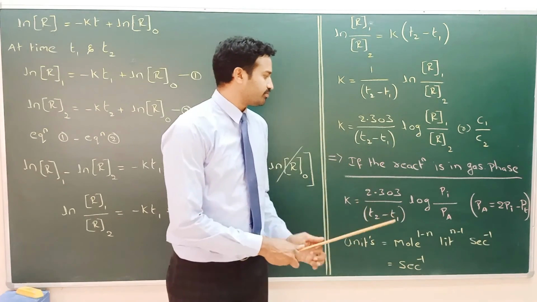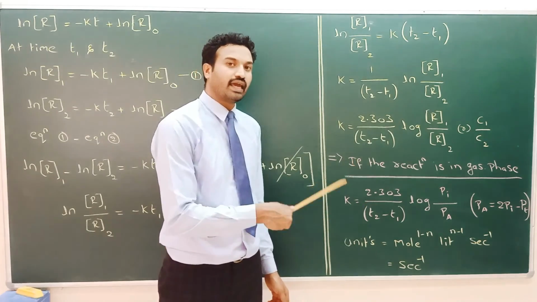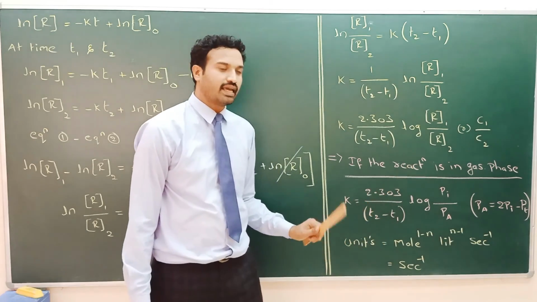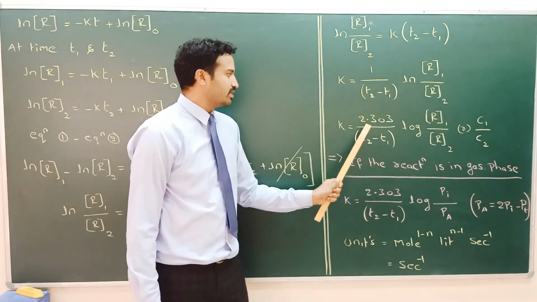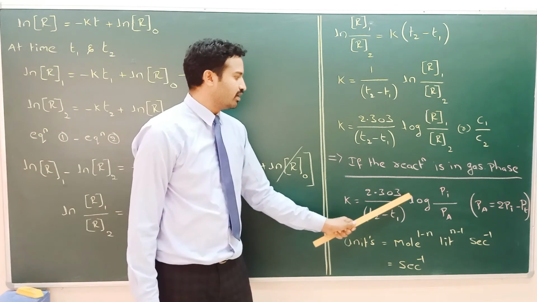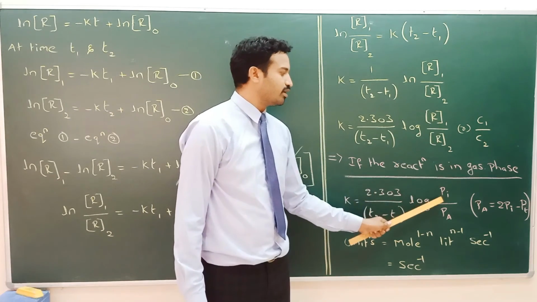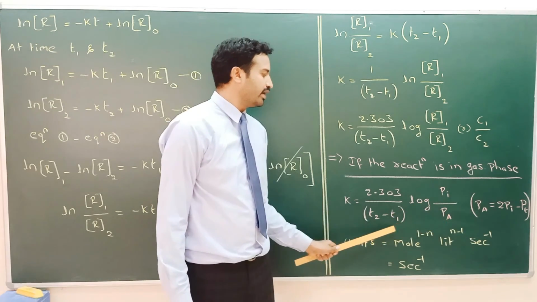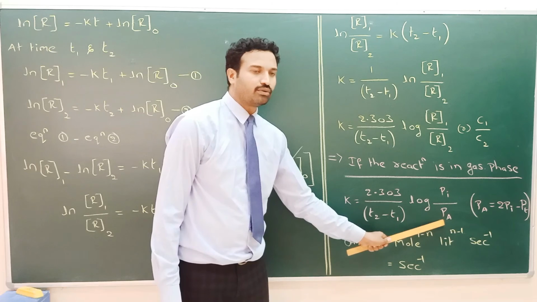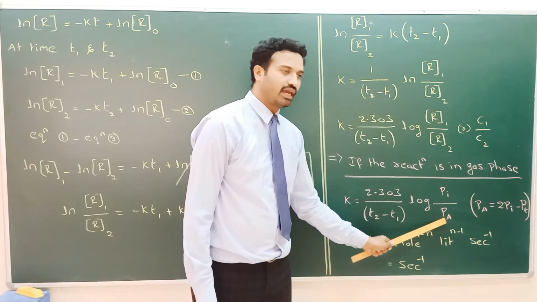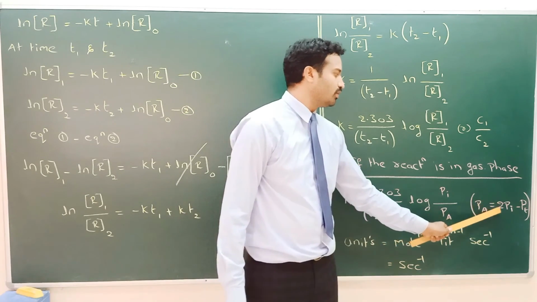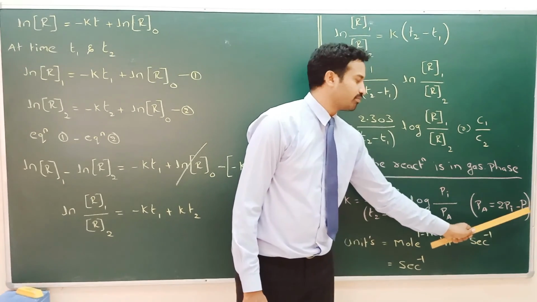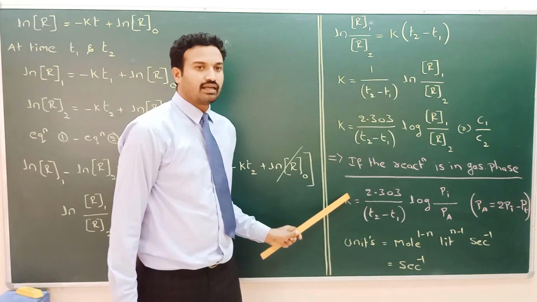Next, if the reaction takes place in the gaseous phase, the first order rate constant K is equal to 2.303 by T2 minus T1 log PI by PA, where instead of concentration we use pressure: initial pressure PI, and pressure PA at time T, one at T1 and one at T2. PA is equal to 2PI minus PT, initial pressure minus pressure at T time. This is about gaseous phase reactants.